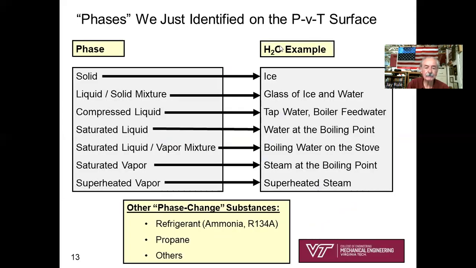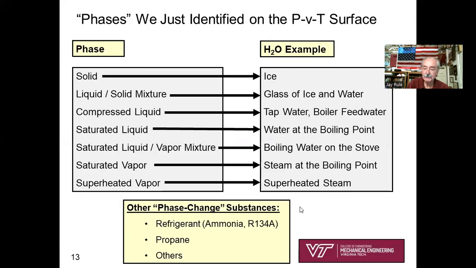Okay, this is a little bit of a recap of the phases of H2O that we just identified in our example. Solid, liquid and solid, compressed liquid, saturated liquid vapor, saturated vapor, and then superheated vapor. So that's 1, 2, 3, 4, 5, 6, 7 phases that you're going to need to commit to memory.